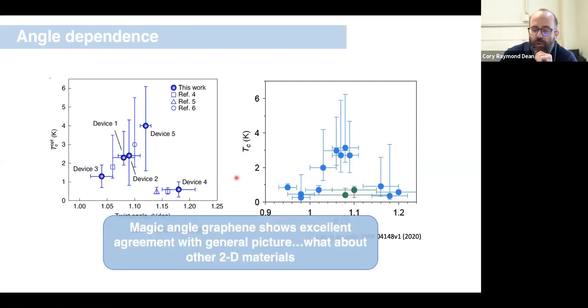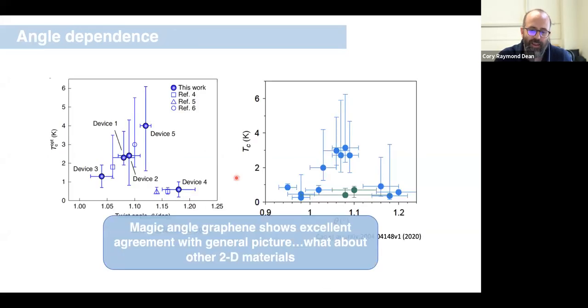So this suggests that although details from device to device can be very different, broadly, our average theoretical understanding of the system matches the average experiment in some way. Okay, so there's a lot more to do in terms of understanding twisted bilayer graphene and manipulating it and doing cool new things with it.